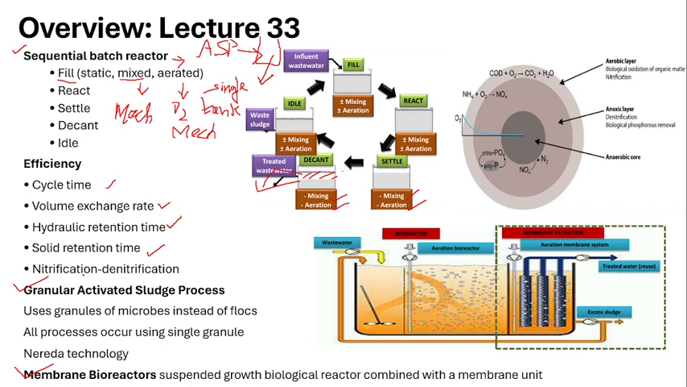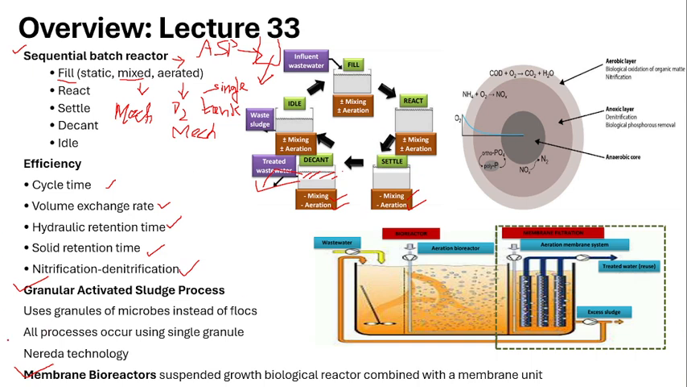Next is the nitrification and denitrification. So these are the steps involved in the sludge decomposition. Okay, so how much nitrification and denitrification is going to happen determines the efficiency of the process. Okay. This is all about the sequential batch reactor.